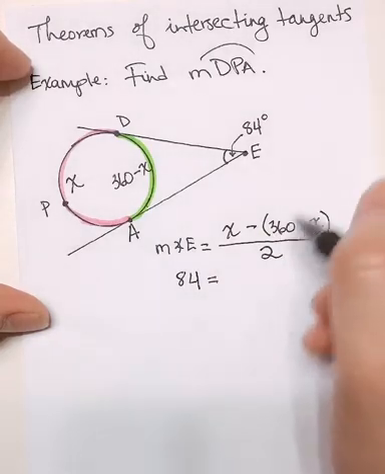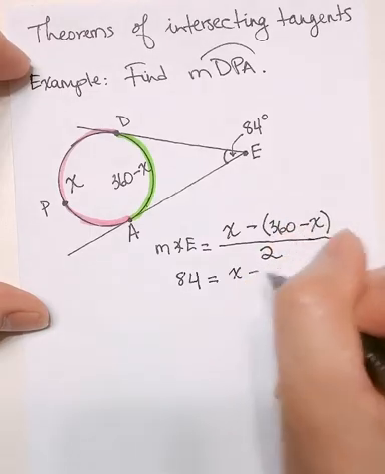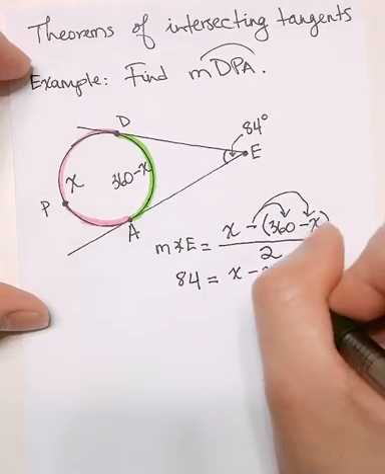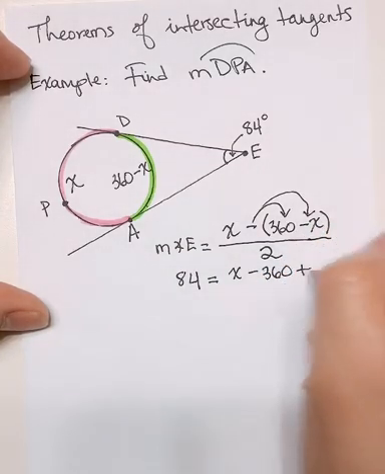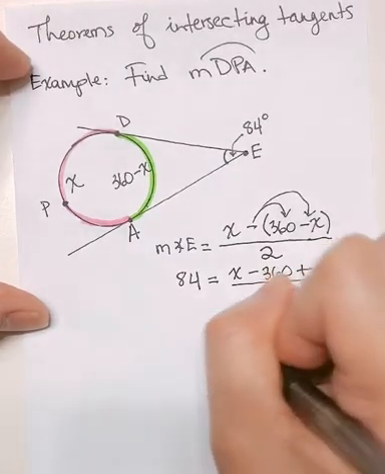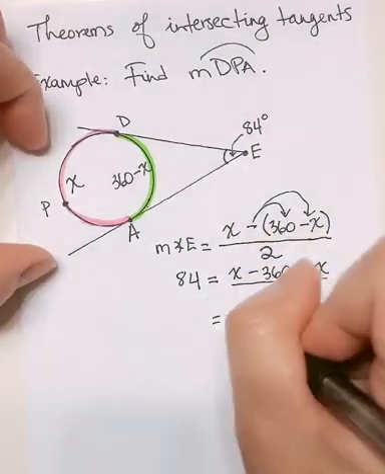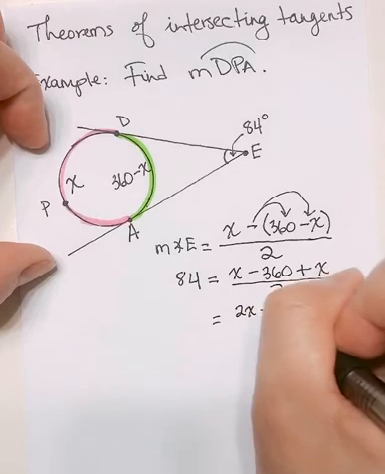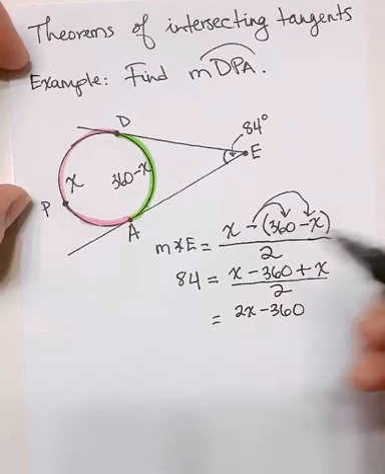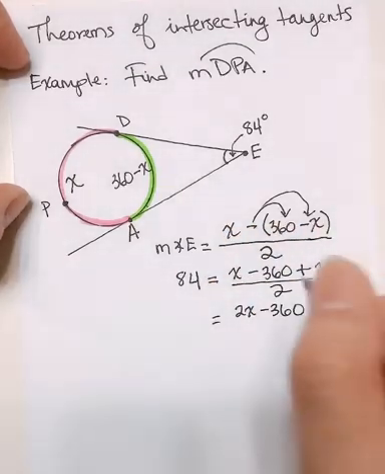Then I'm going to simplify the top here. So I have x minus, if I multiply this negative sign through here, I get negative 360 plus x. And all of that is divided by 2, okay? To quickly solve this, you could combine the x and the x, you get 2x minus 360. Now, if you want to get rid of this 2 right away, you can move it to the other side by multiplying with 84.